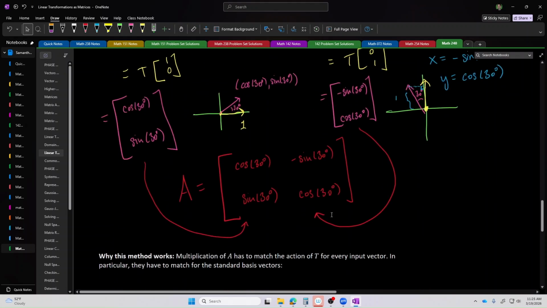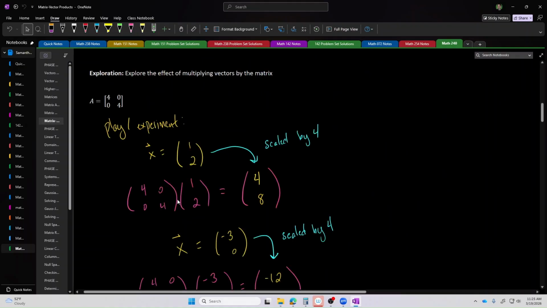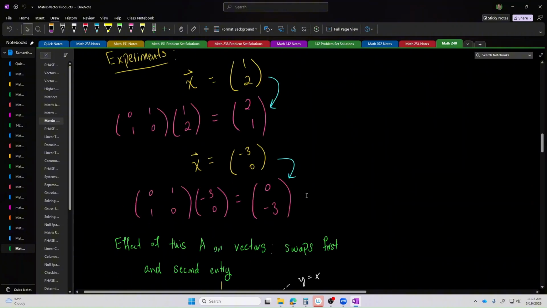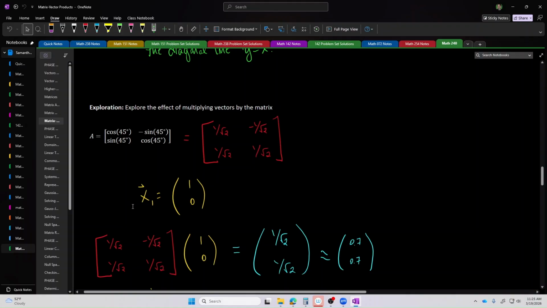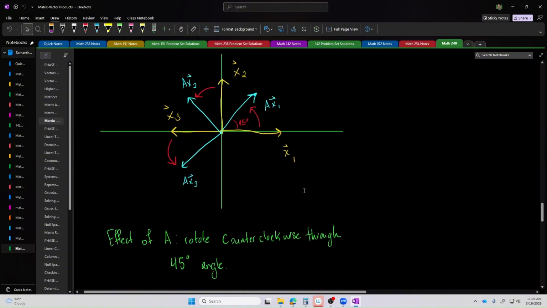You might recognize this sort of format for a rotational matrix from our lesson on matrix vector products. When we did our lesson on matrix vector products, we saw that if we had a matrix whose first column was cosine 45 degrees, sine 45 degrees, and if its second column was negative sine 45 degrees, cosine 45 degrees, then the matrix with those columns had the effect of rotating vectors counterclockwise through a 45-degree angle.